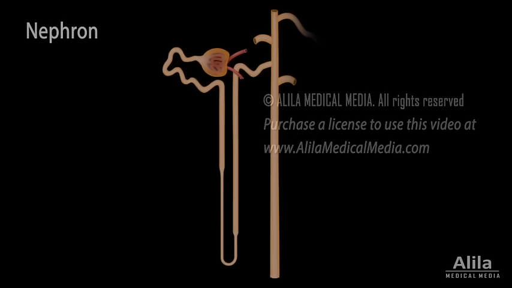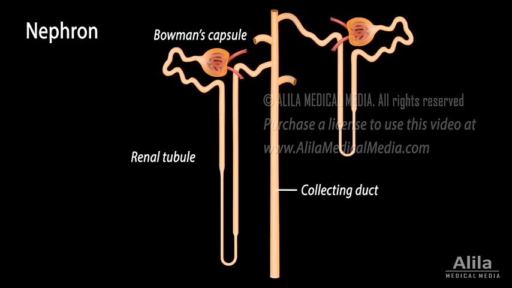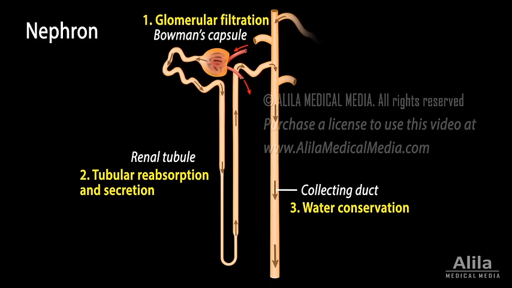Each kidney contains over 1 million nephrons. A nephron consists of two major parts, a glomerular capsule, or Bowman's capsule, and a long renal tubule. Renal tubules of several nephrons connect to a common collecting duct. There are three steps in the formation of urine: glomerular filtration, tubular reabsorption and secretion, and water conservation.